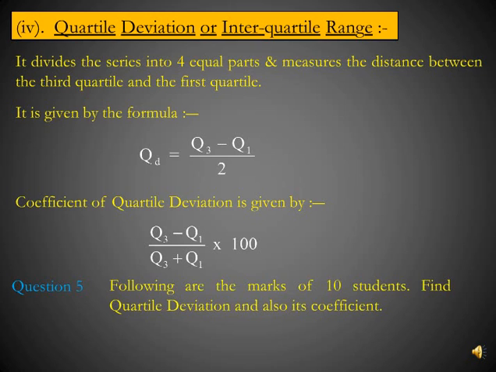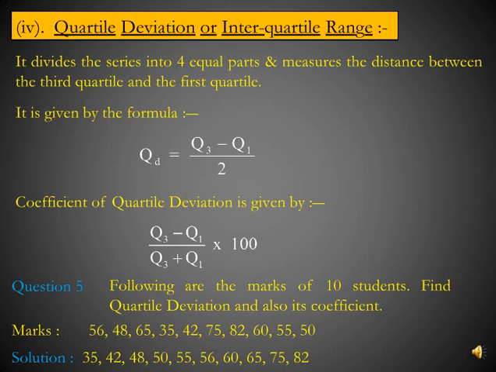Let's do a question for this. Following are the marks of 10 students. Find quartile deviation and also its coefficient. Here are the marks of 10 students. Let's solve it. First we will arrange the marks in ascending order of magnitude, and we will get it as this: 35, 42, 48, 50 and so on.